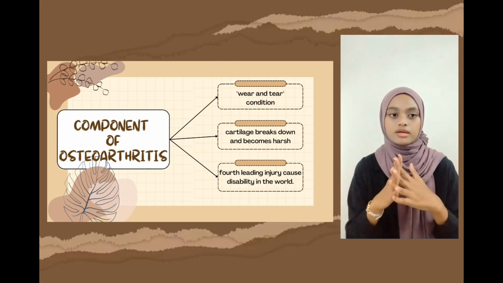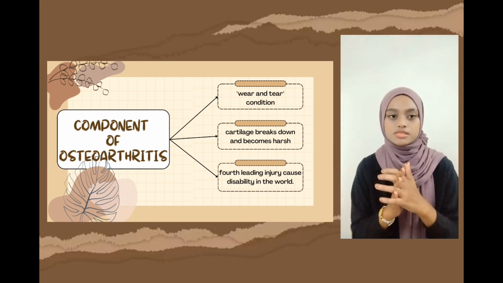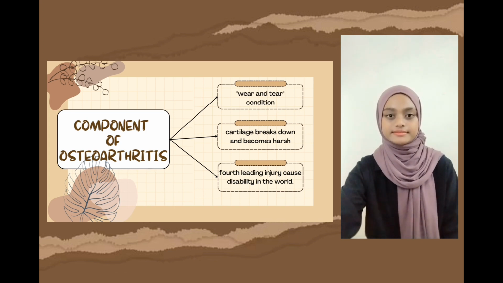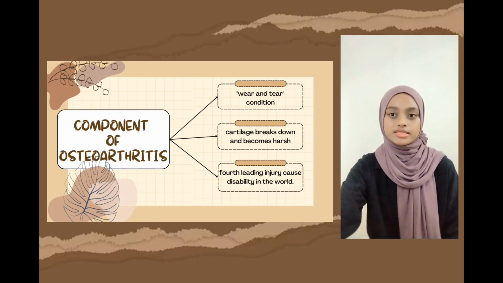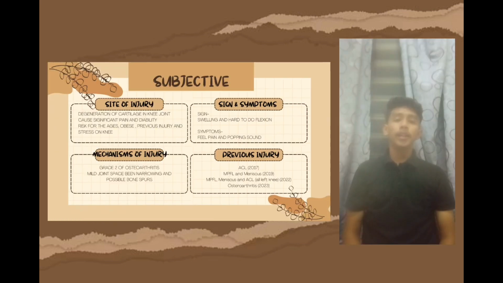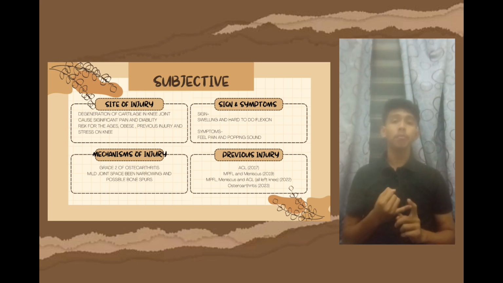So this causes bone spurs, or lumps of excess bone, that can form in the joint region. Lastly, osteoarthritis is the fourth leading cause of disability in the world. This is the heading of the subnote. The documentation under this heading comes from the subjective, which is the experience, personal view, or feeling of a patient or someone close to them.